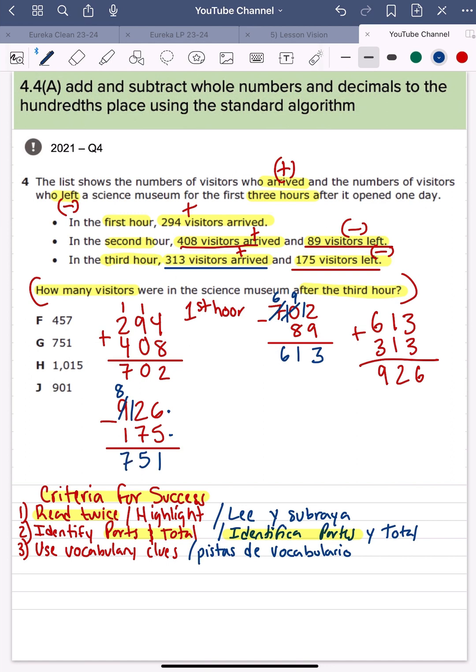So did any more people arrive? Did any more people leave? No, that's it. So how many people were left after the third hour? 751 people were left after the third hour.